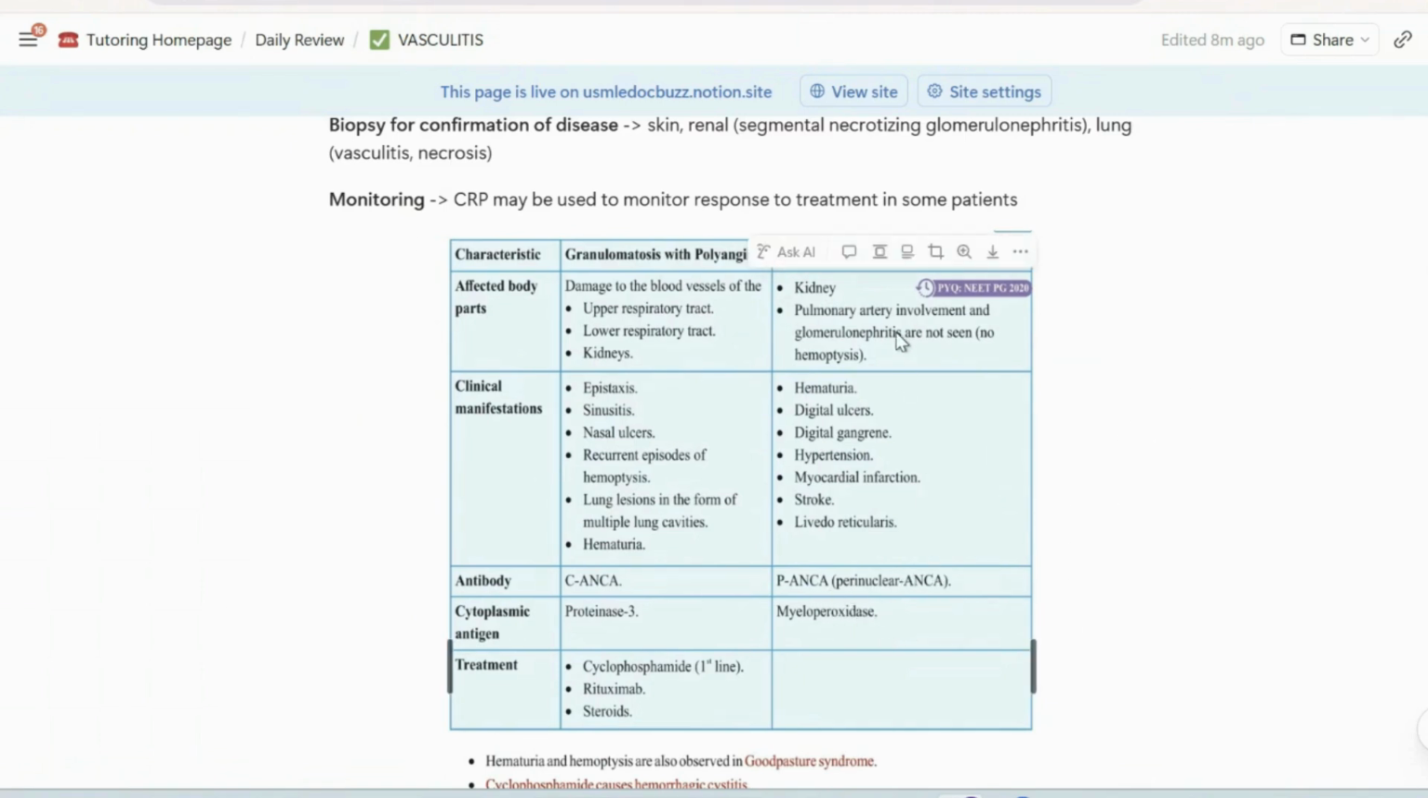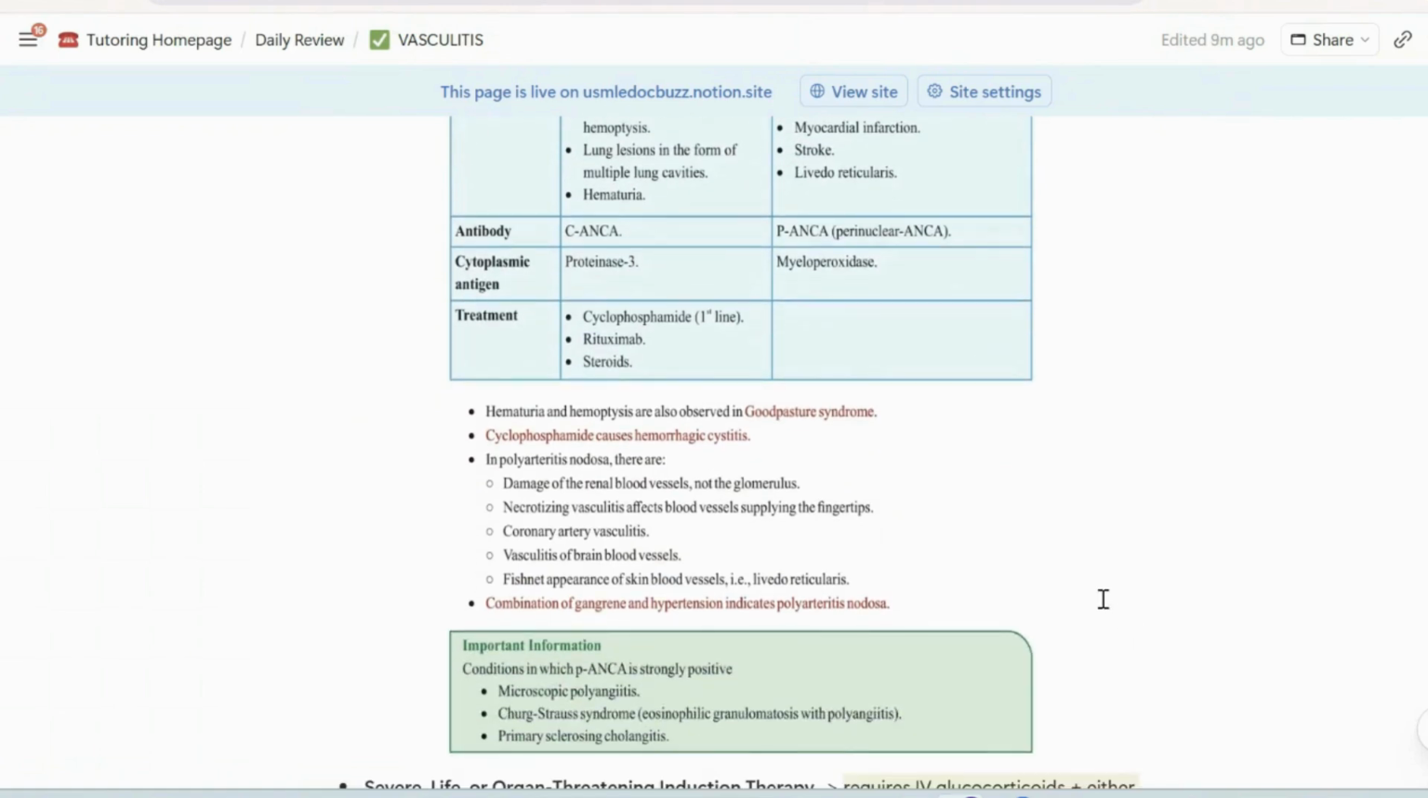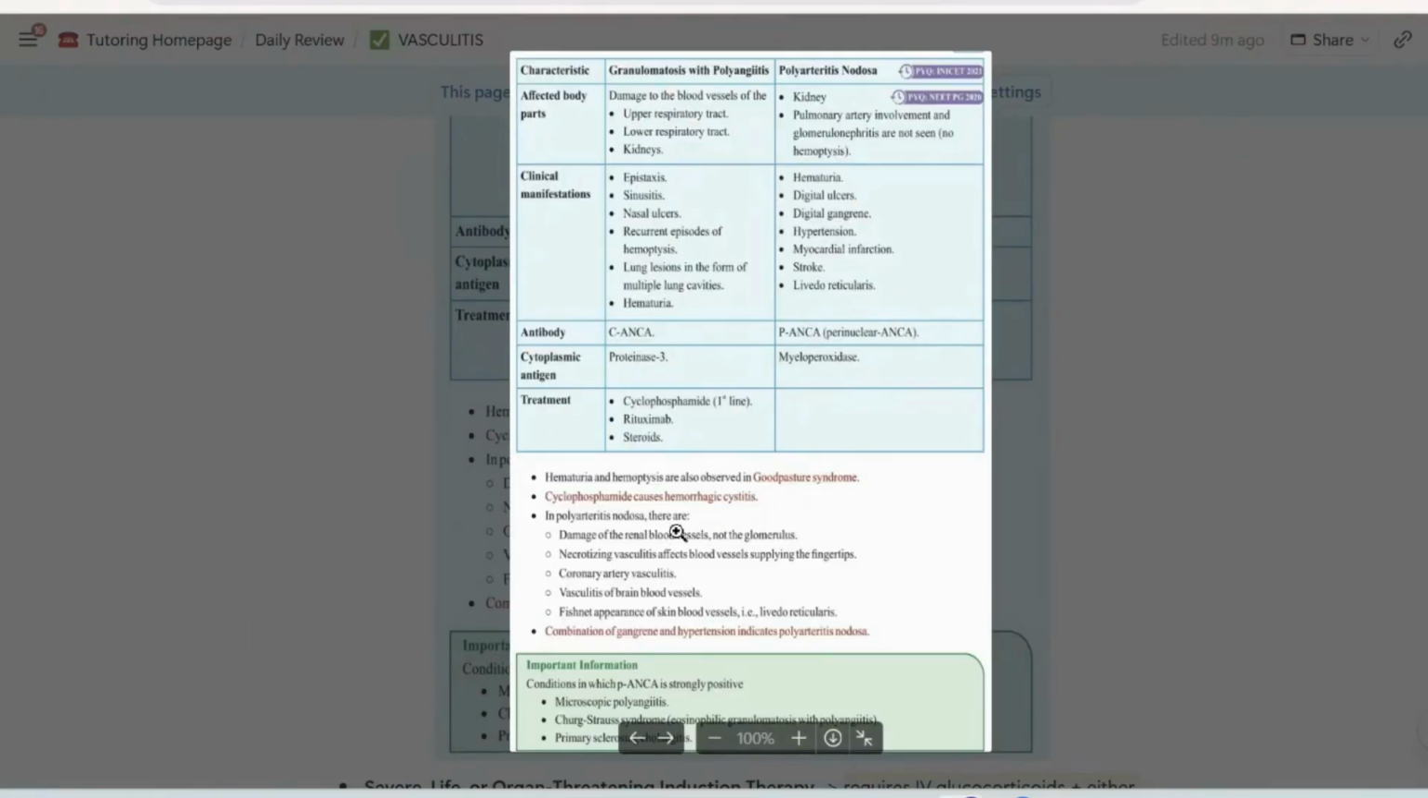Okay, so again, very, very important. P-ANCA can be seen with PAN. Okay, and because we know P-ANCA is mostly MPO derived, so that's how they've compared it here. Okay, just some salient points. Let's just quickly review all of these.